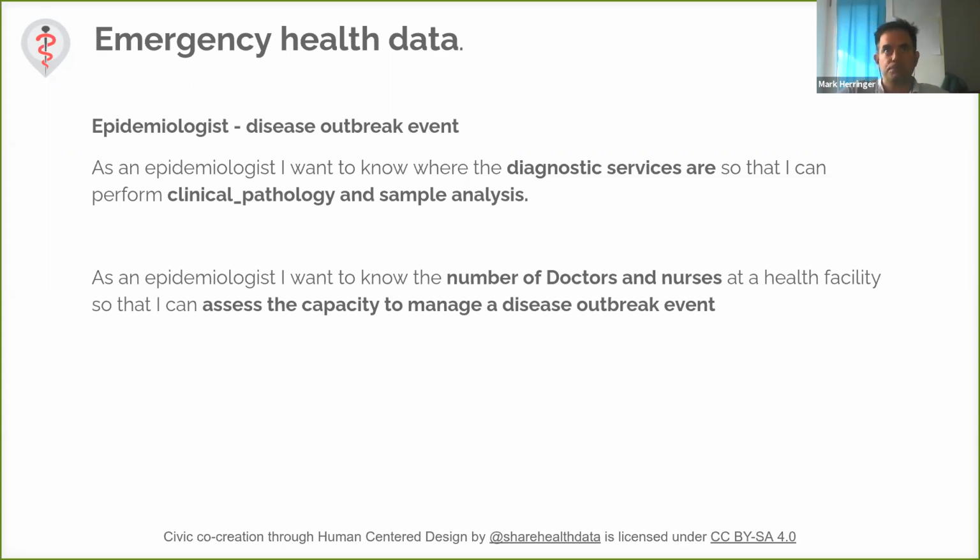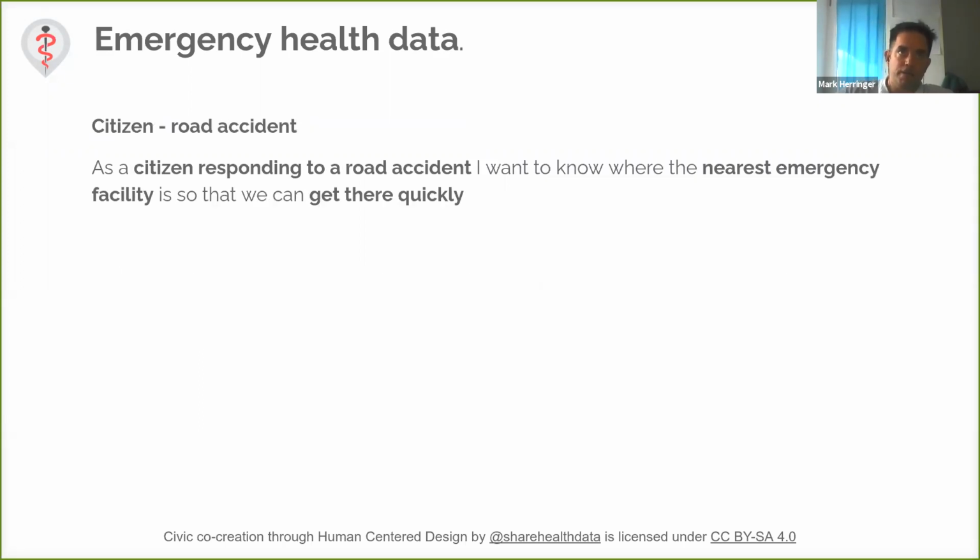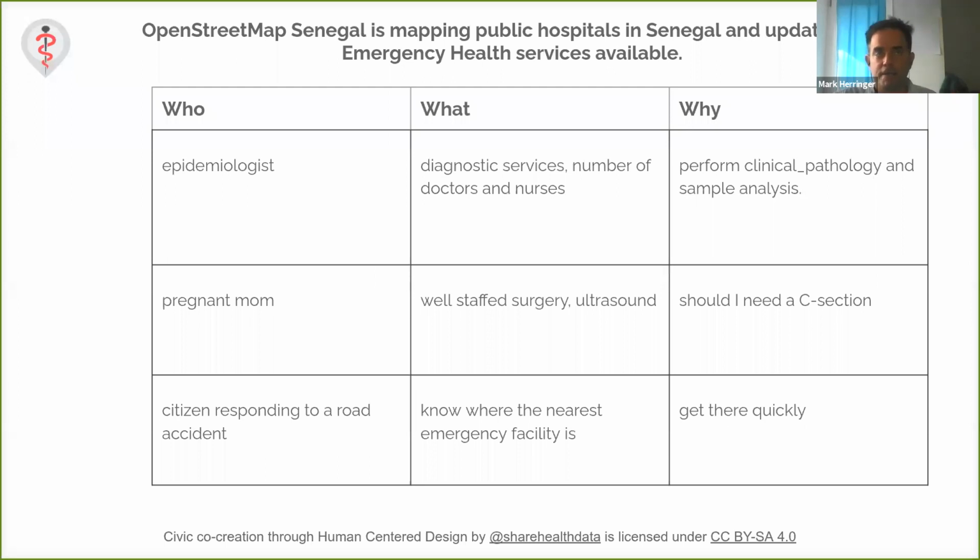So then finally, a road accident. As a citizen responding to a road accident, I want to know where the nearest emergency facility is so that I can get there quickly. So this is a relatively loose story, but essentially it describes the attributes that we're interested in, and it begins to identify who, what, and why.